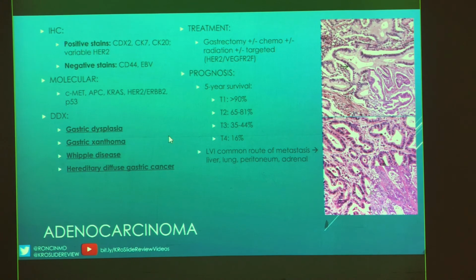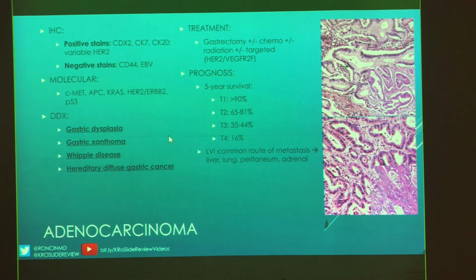You also need to consider if it has signet ring morphology. Is this a hereditary diffuse gastric cancer? And those have the CDH1 mutation, which can also be associated with your lobular carcinoma. So just remember that those go hand in hand.